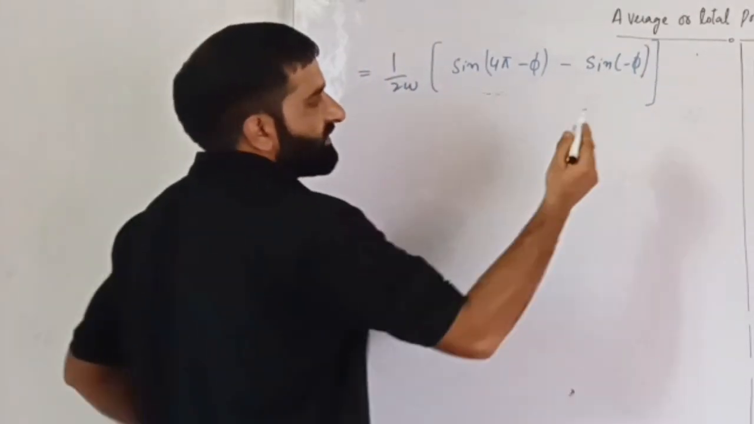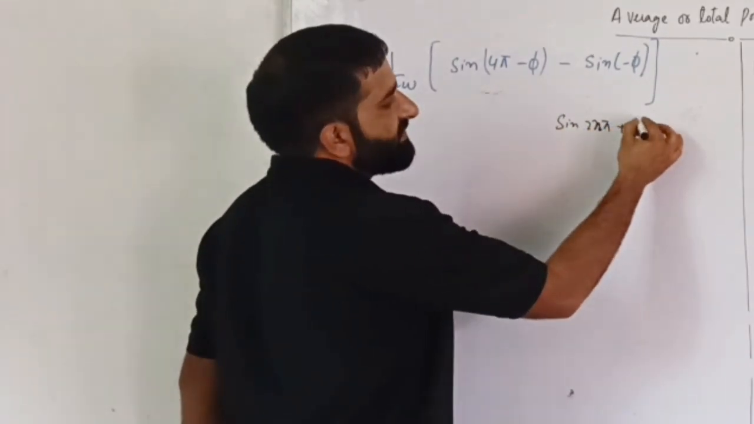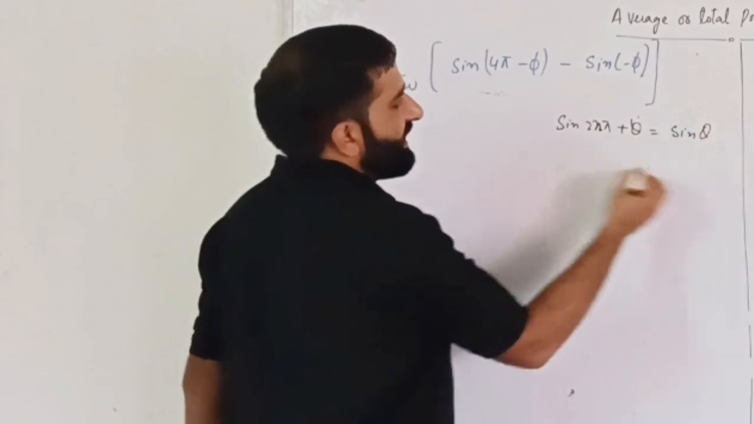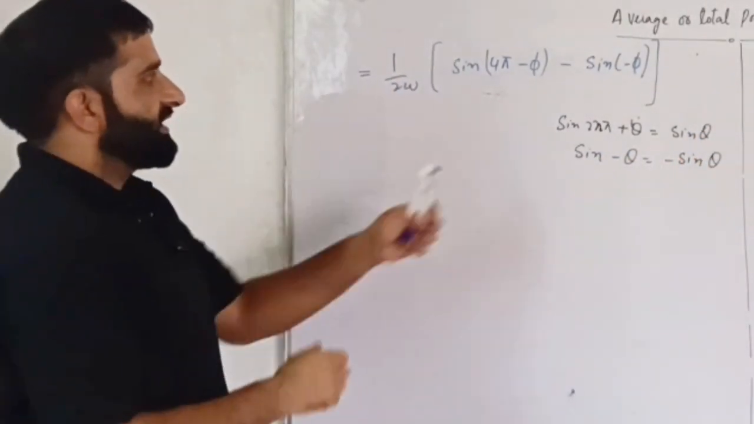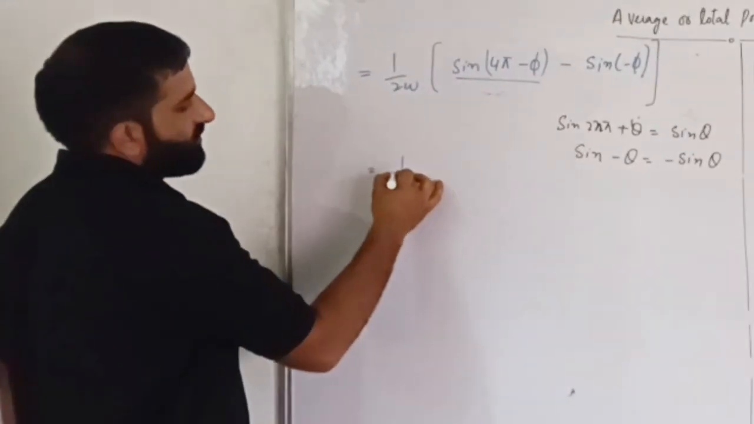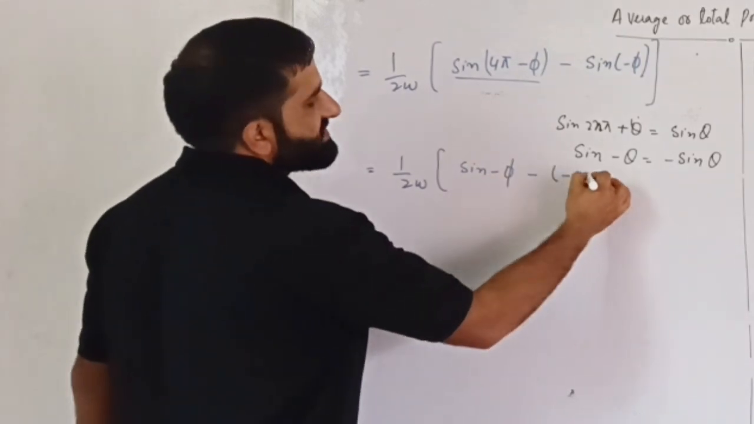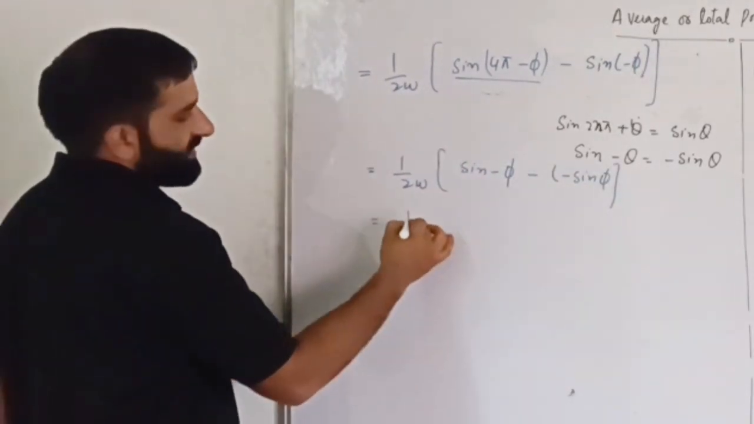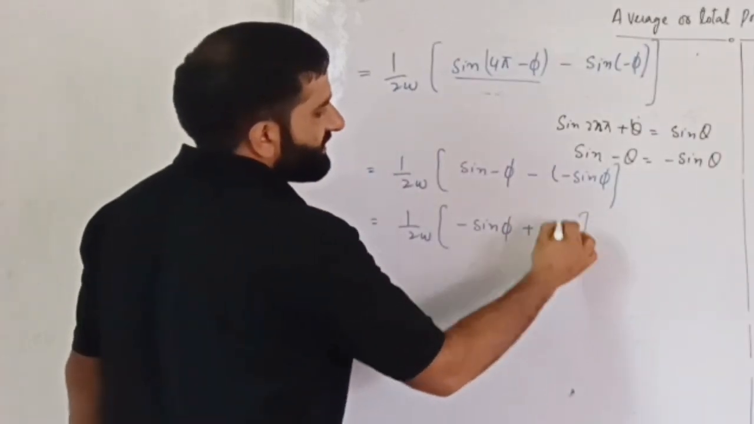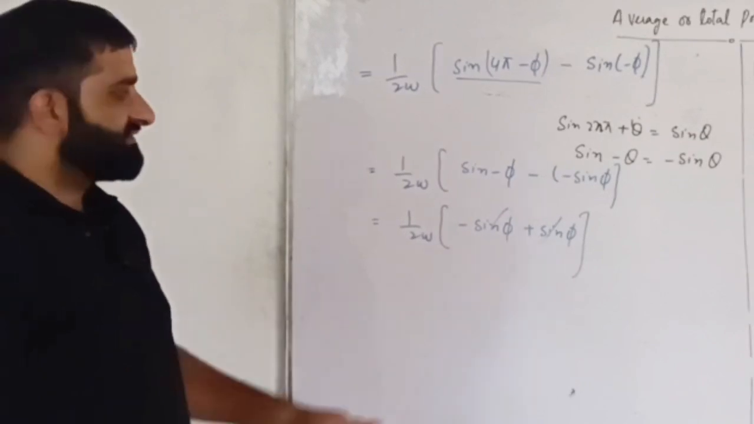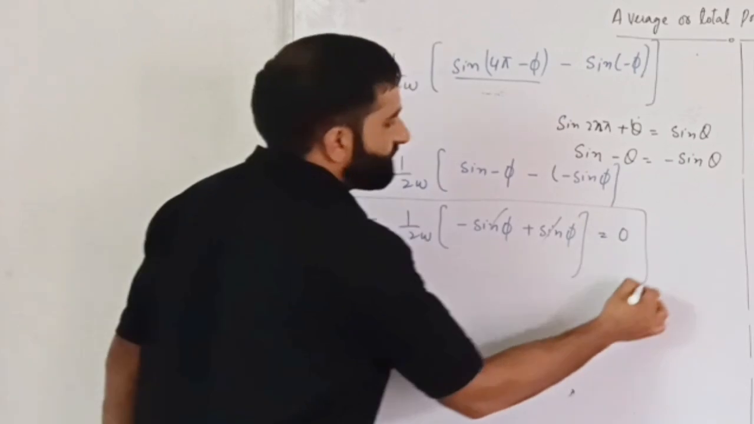We have from trigonometry, sine of 2nπ plus theta equals sine of theta, and sine of minus theta equals minus sine of theta. Putting it here, this term will be equal to 1 by 2 omega into sine of minus phi minus sine of phi. Now taking this minus out, it is 1 by 2 omega into minus sine phi plus sine phi. This cuts out. This is equal to 0, addition of sine phi and minus sine phi. So that is equal to 0. That means the integral I1 is equal to 0.